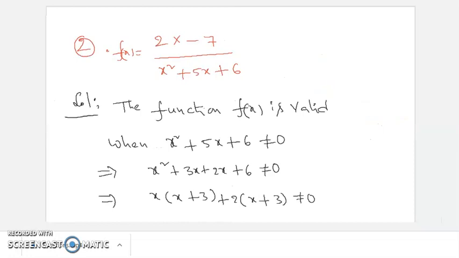Coming to the next problem, a function of the form f of x is equal to 2x minus 7 by x square plus 5x plus 6. Such a function is valid only when the denominator is not equal to 0. So here the denominator x square plus 5x plus 6 is not equal to 0. Here a quadratic expression is there. We simply convert it into linear factors by using the factorization method. So x of x plus 3 plus 2 of x plus 3 not equal to 0.